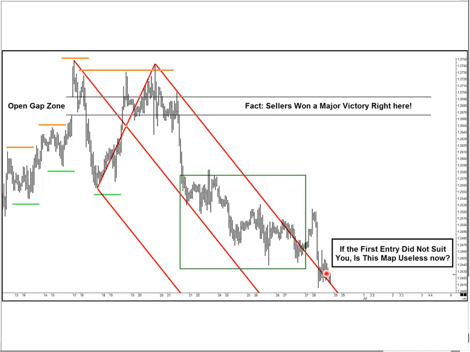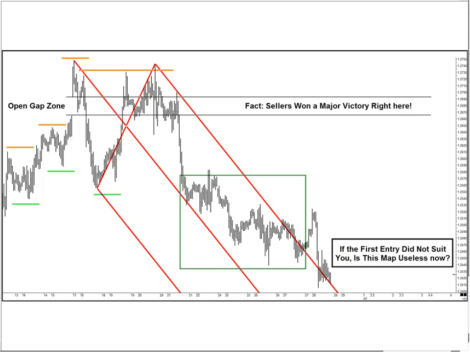So you know only one thing, unfortunately, in this market, and you need to rely on that. What are the facts? Sellers won a major victory right here. You don't need anything else. At this moment, unless you're doing advanced work, and you can do this yourself later on, I'll show you the next screen. You keep this in the back of your mind. I'm going to say it again, sellers won a major victory right here. I know it's 280 pips away. I know that. I get that.